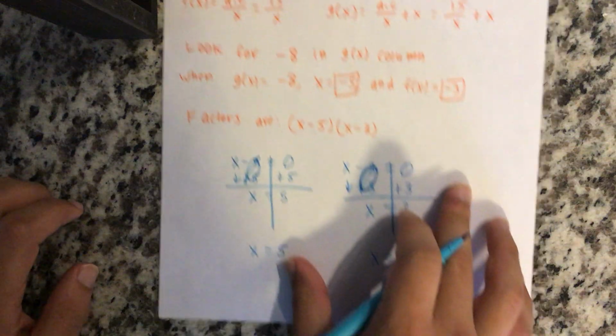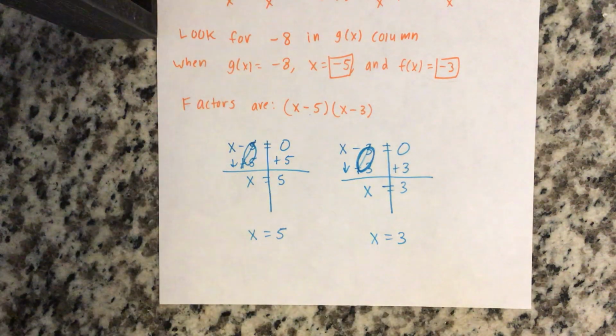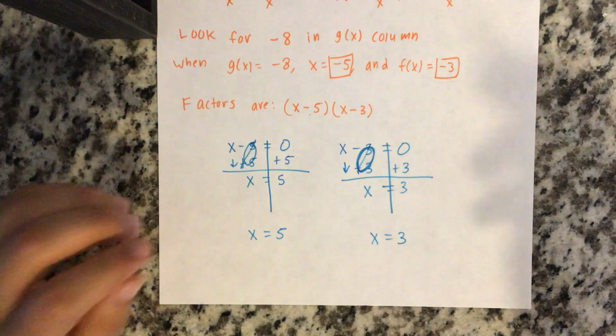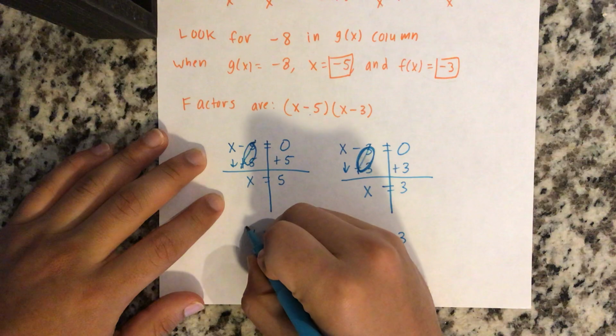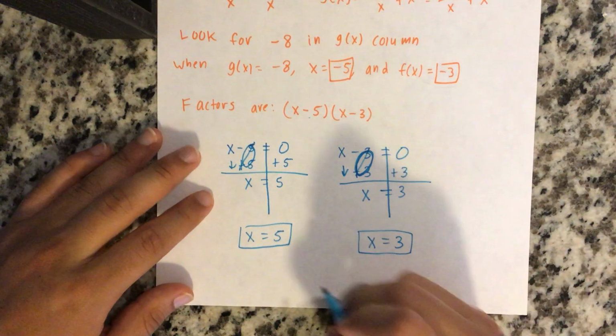Oh my, you can't even see that. My bad. There you go. Okay, that's the only thing that was there. So these are my two solutions, okay? So my solutions are x equals 5 and x equals 3.